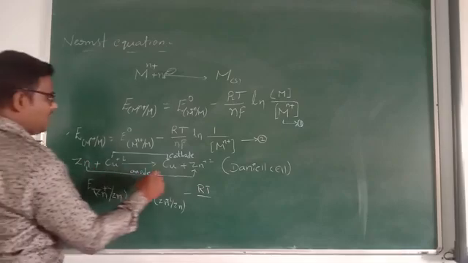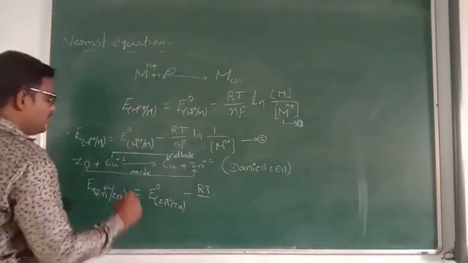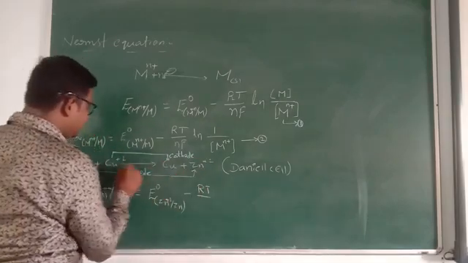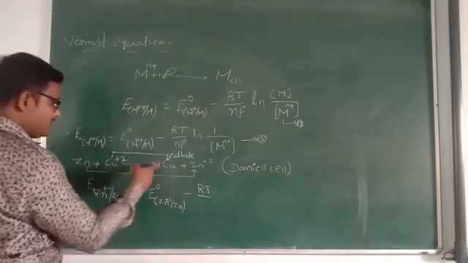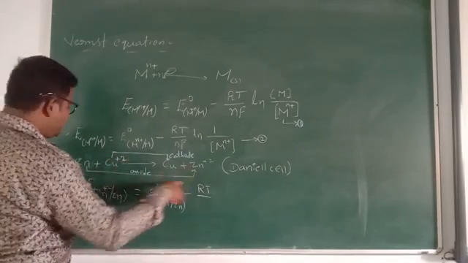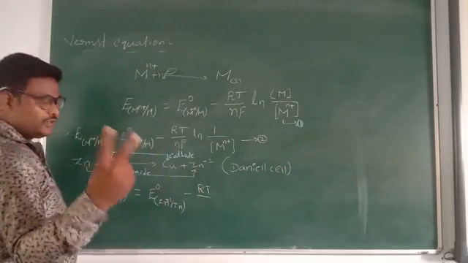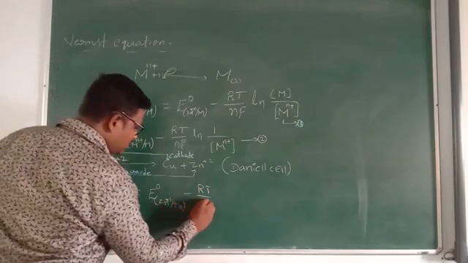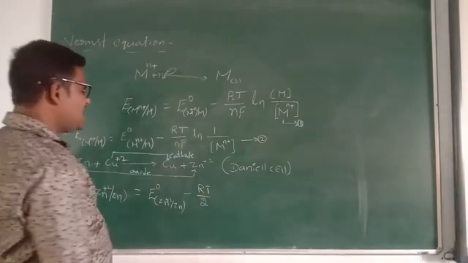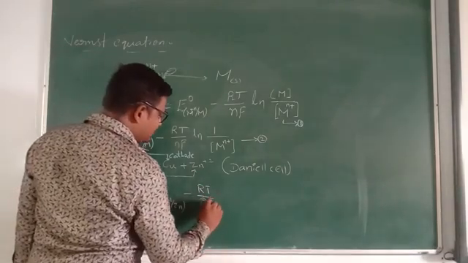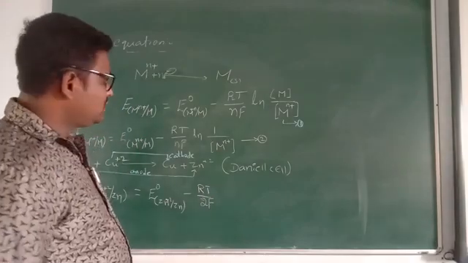Zinc, here, how many electrons is it losing? 2. Copper, here, how many electrons is it gaining? Here it is plus 2, becoming 0, which means it gained 2 electrons. Here, how many electrons is zinc losing? 2. So that n value here is 2, the number of electrons lost or gained. F is the Faraday, the charge of the electron.